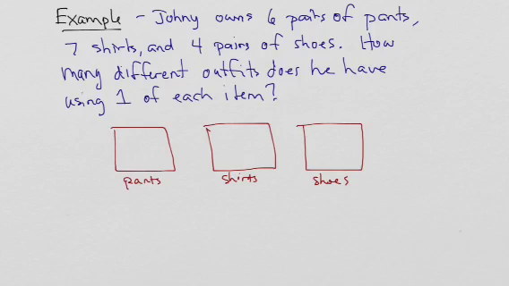For the pants, how many different choices does he have? Well, he's got 6 different choices on pants. When it comes to the shirts, the choices are completely different, and there are 7 of them. And then the shoes, 4 options. Multiply those numbers: 6 times 7 times 4. I ended up with 168 different outfits.